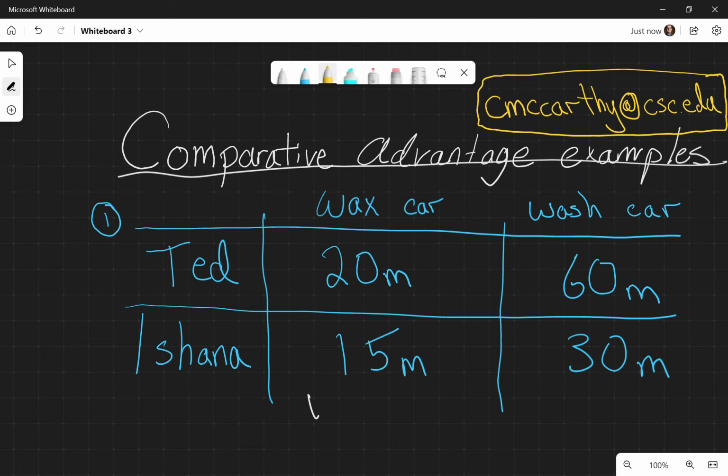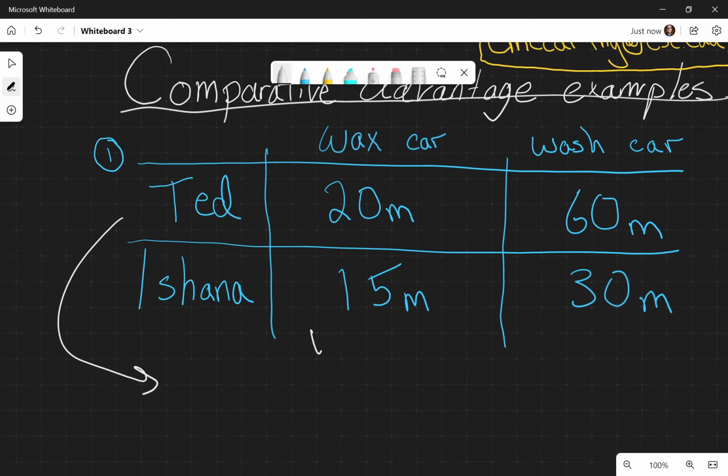Comparative advantage. We are told that Ted and Ishana have different productivities in terms of waxing and washing cars. In the time that it takes Ted to wash one car, how many cars can he wax? When we're asked about opportunity cost and comparative advantage, we're really asked to figure out what Ted is giving up when he's asked to do something, right?